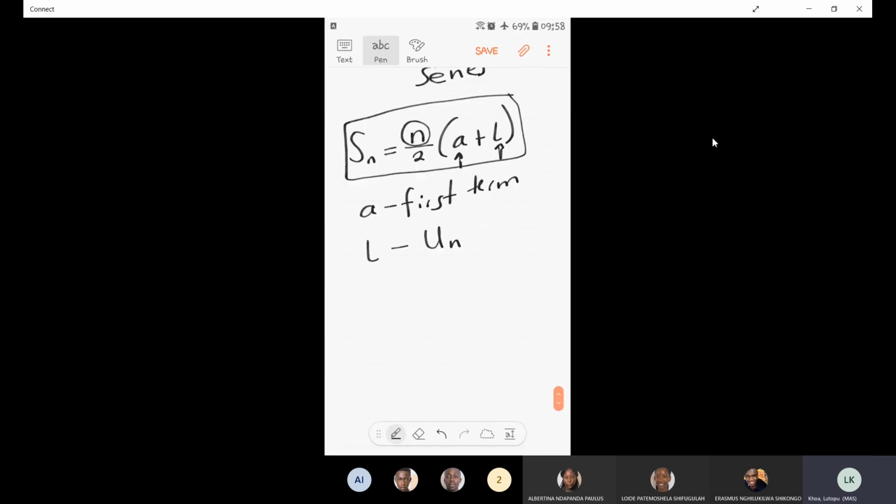Then there's another one. We have Sn is equal to n over 2 times 2a plus n minus 1 times d. Now, if you use either of these formulas, you will get exactly the same answer. So it doesn't matter which one you use, they give exactly the same answer.